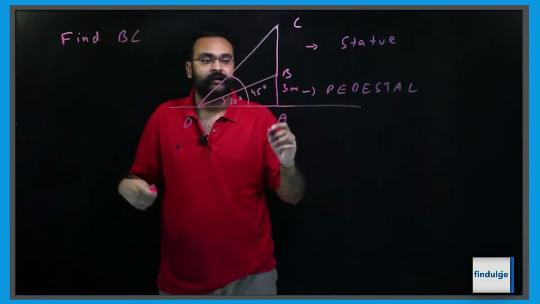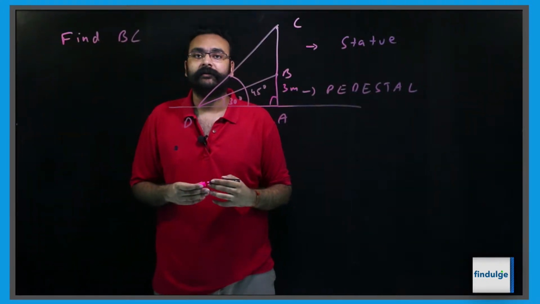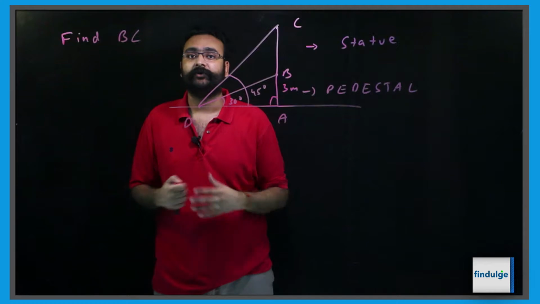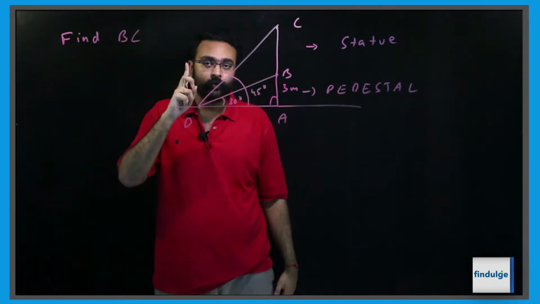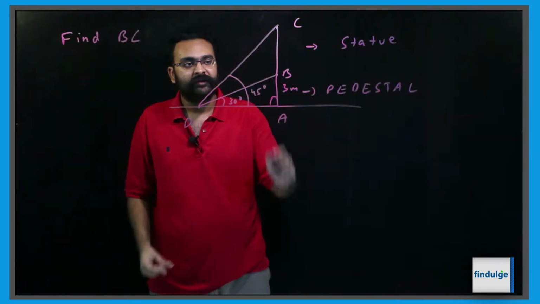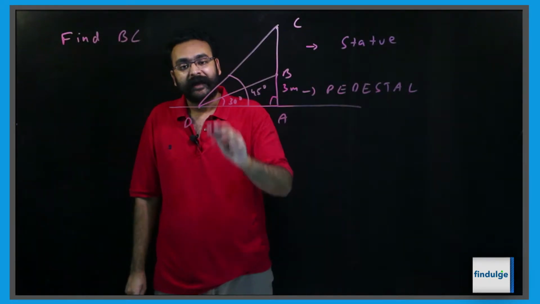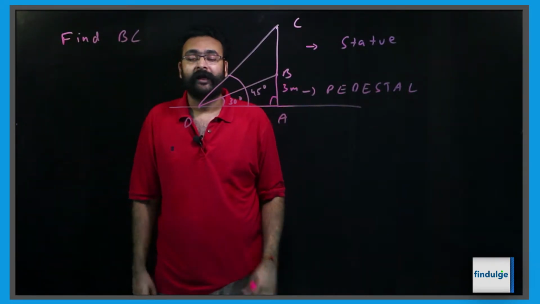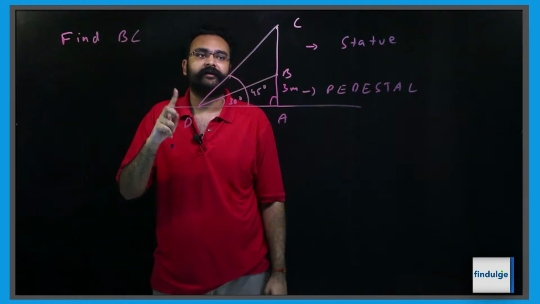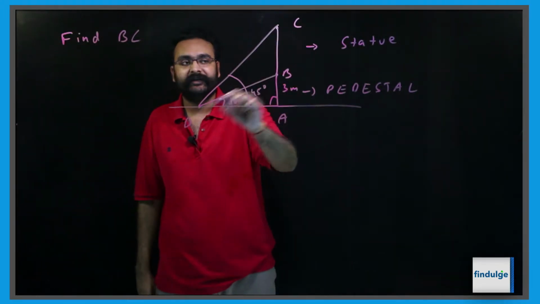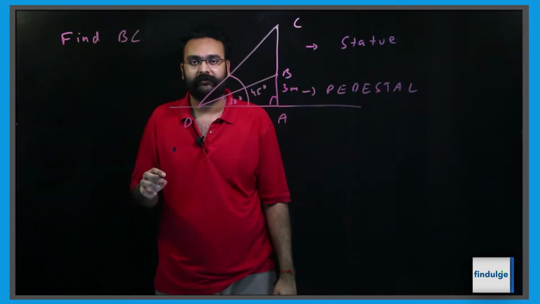Now once again, what we need to do is think of what triangles are available to us. Obviously this is going to be a right angle, because again it's a pedestal standing on the ground. So the two right angle triangles I have are DAB and DAC. I do not have a right angle triangle with just BC. DBC is not a right angle triangle.